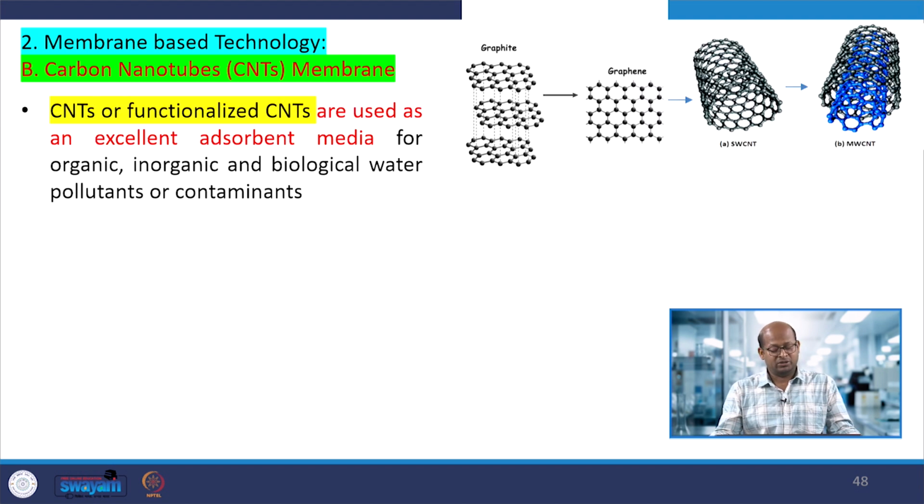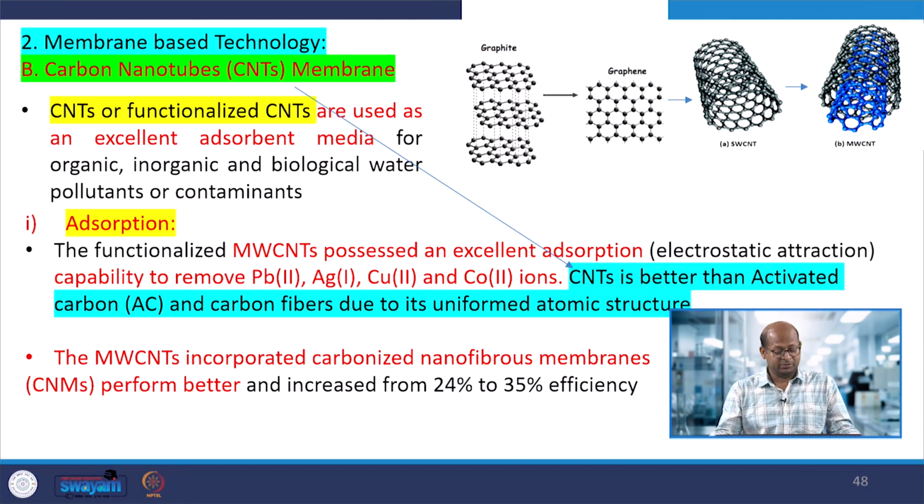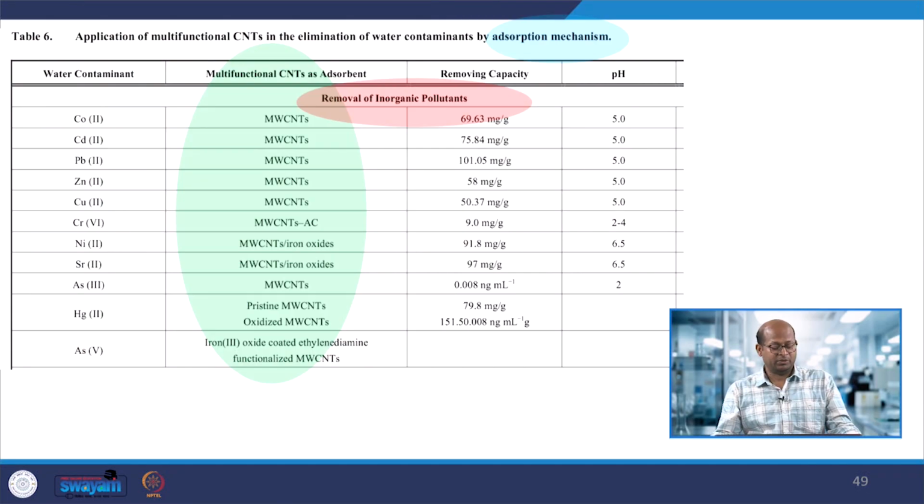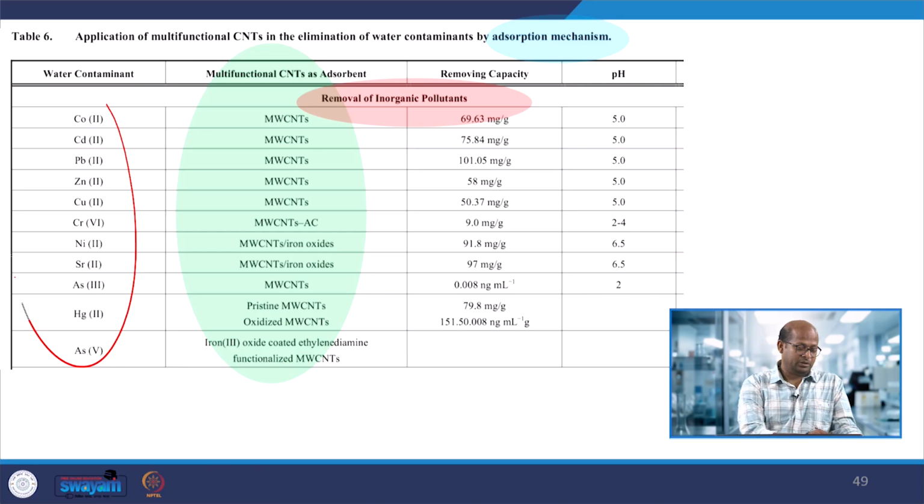Similarly, carbon nanotube-based materials, graphene, single-walled and multi-walled carbon nanotubes, can also be used. In membrane-based technology, CNT is better than activated carbon, so we can use either activated carbon or carbon nanotubes. It has been observed that if you want to remove lead, silver, copper and cobalt ions, then CNT is much better than activated carbon. So we can go for CNT preparation, CNT materials embedded in the membranes, and use them for separation of those metal ions contaminating wastewater.